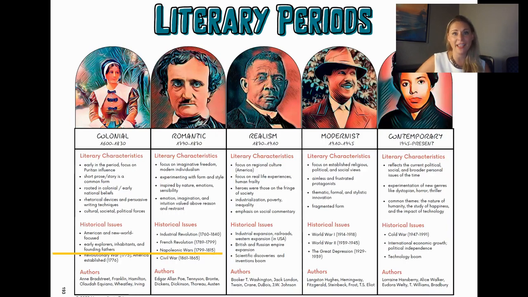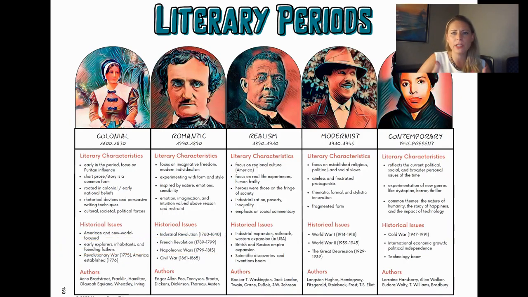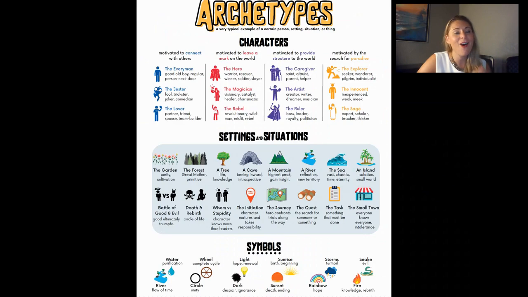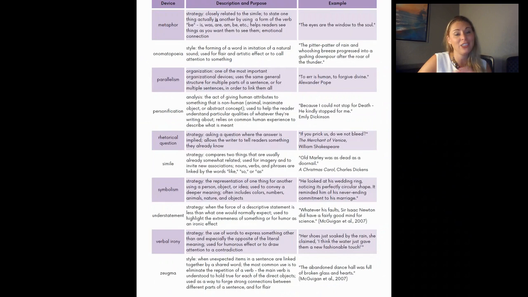We have at the very end of the roadmap reference sheets for you and for your students. So these are the literary time periods from the middle school benchmarks for BEST. It's going to tell you some of the characteristics, historical issues, and authors of the time. We also have reference sheets for universal themes, poetic devices, archetypes, and my favorite, a really quick reference for each of the rhetorical devices that are brought up in middle school.